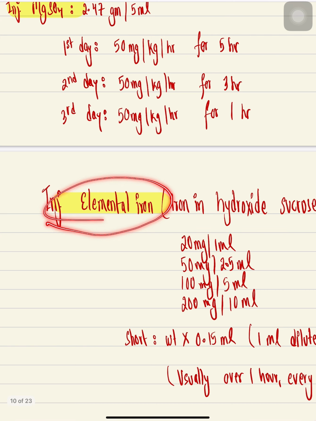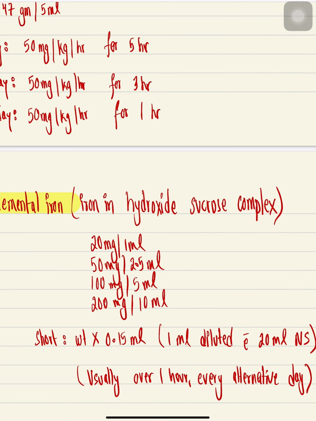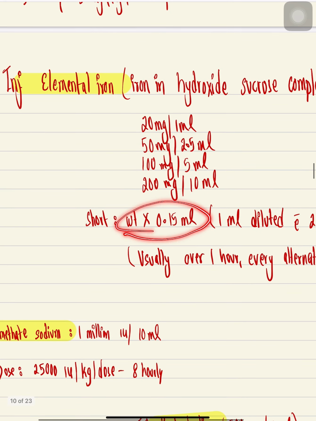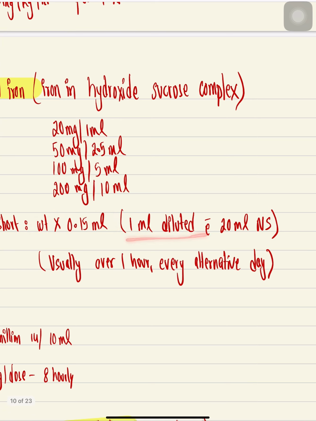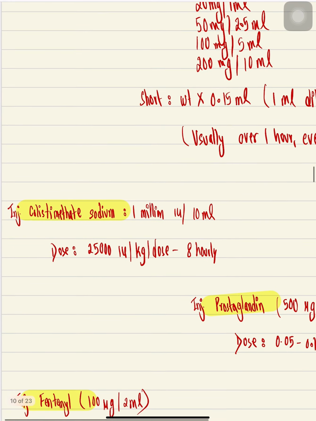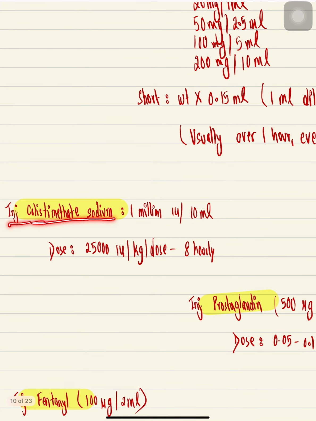Injection elemental iron, iron hydroxide sucrose complex 20, 50, 100 and 200. Shortcut is weight into 0.15 ml, 1 ml diluted with 20 ml of normal saline, usually over 1 hour in every alternate day. Injection heparin sodium 1 million international unit over 100 ml, dose is 2500 international unit per kg per dose, 8 hourly.